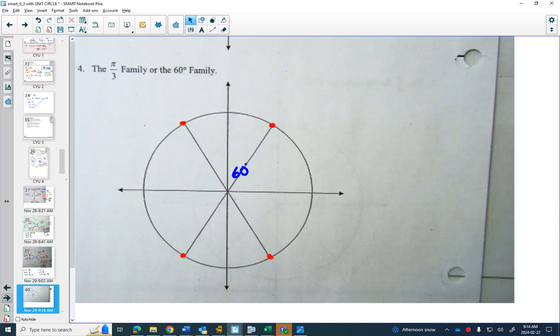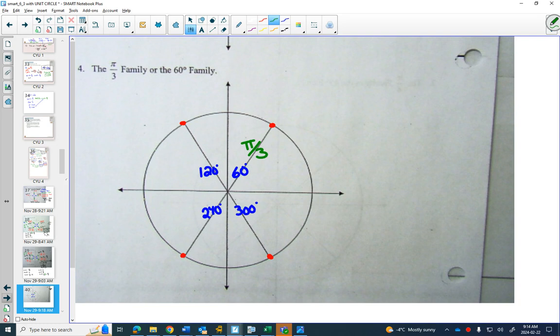How did you do? 120 degrees, 240 degrees, and 300 degrees. Now the radians for the pi over 3 found.